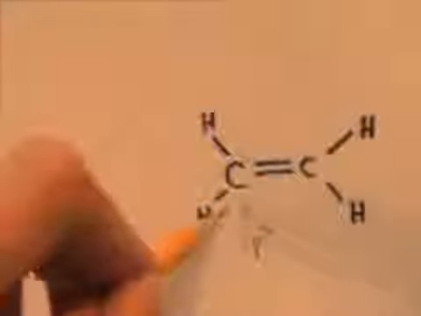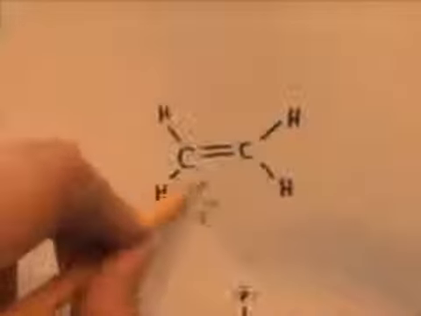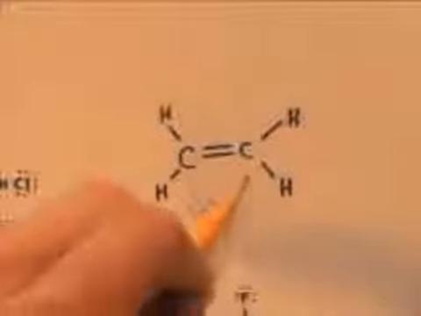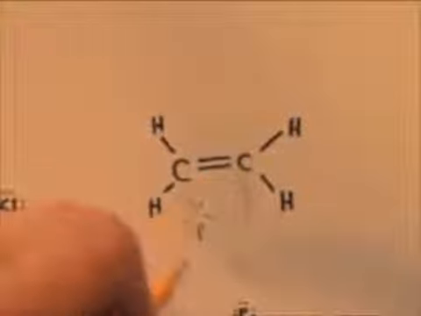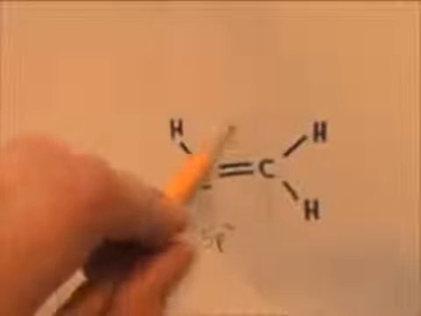The pi bond occurs with the p orbital overlap from that p orbital above and below the plane of these atoms. This central carbon also is sp2 hybridized, so it has that p orbital, allowing this to form 1 sigma bond and a pi bond.